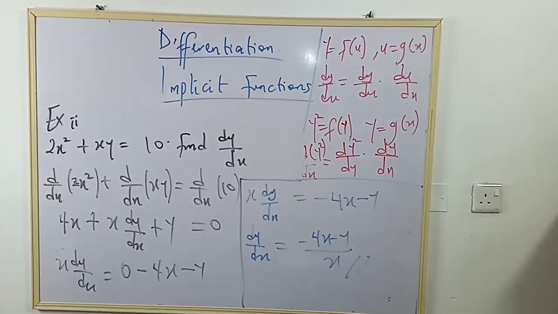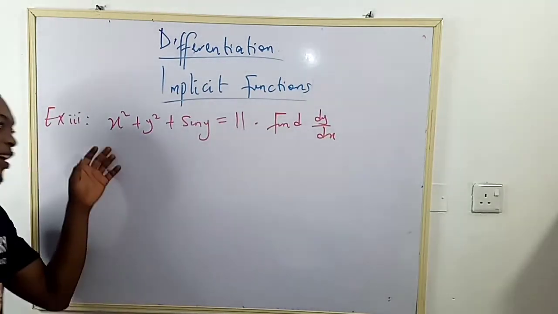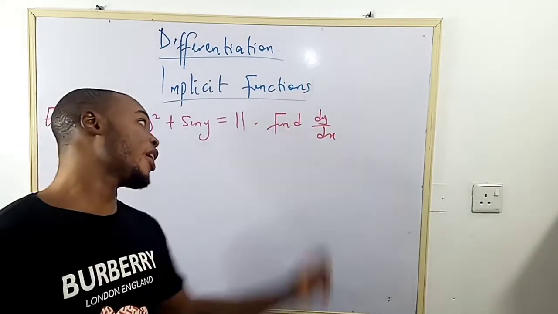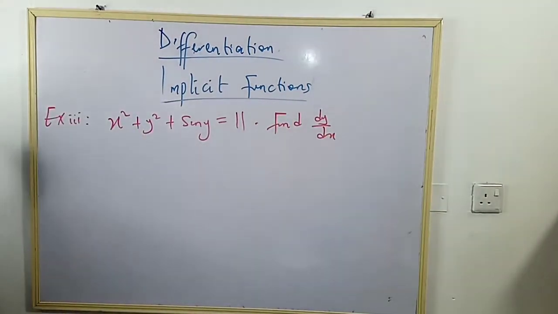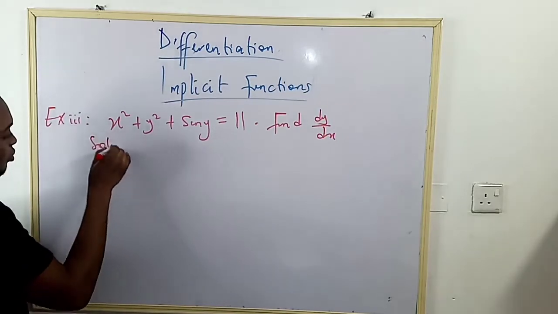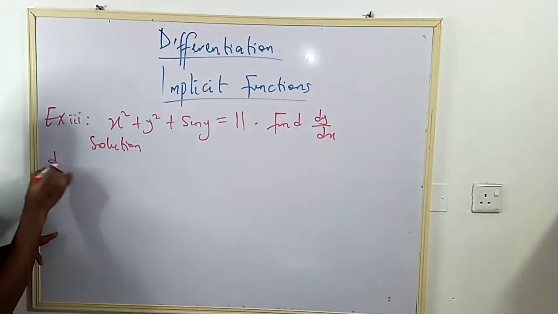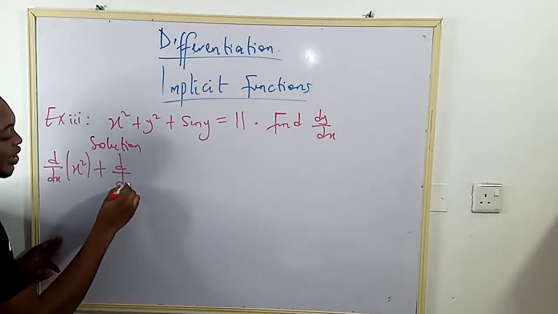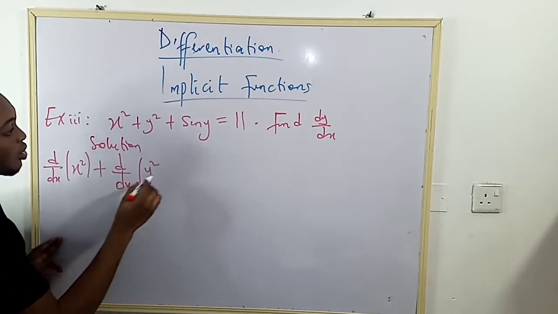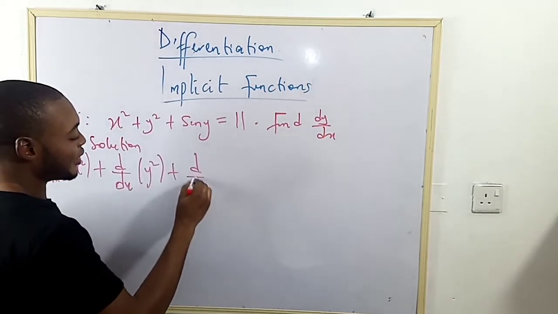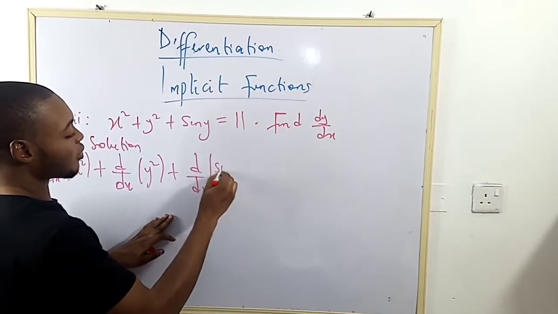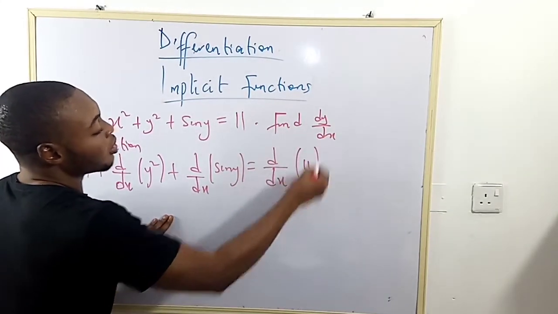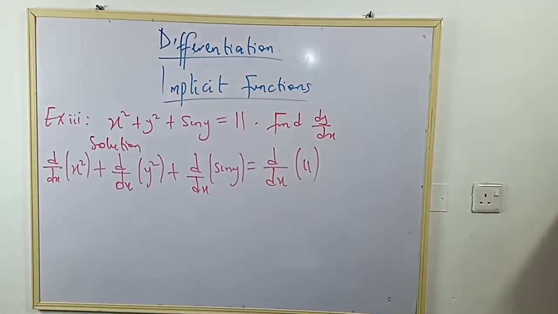So let's solve one more example. We have x squared plus y squared plus sine y equals 11. So we want to find dy/dx. So that means you want to differentiate d/dx of x squared plus d/dx of y squared plus d/dx of sine y equals d/dx of 11. So we differentiate all that with respect to x.